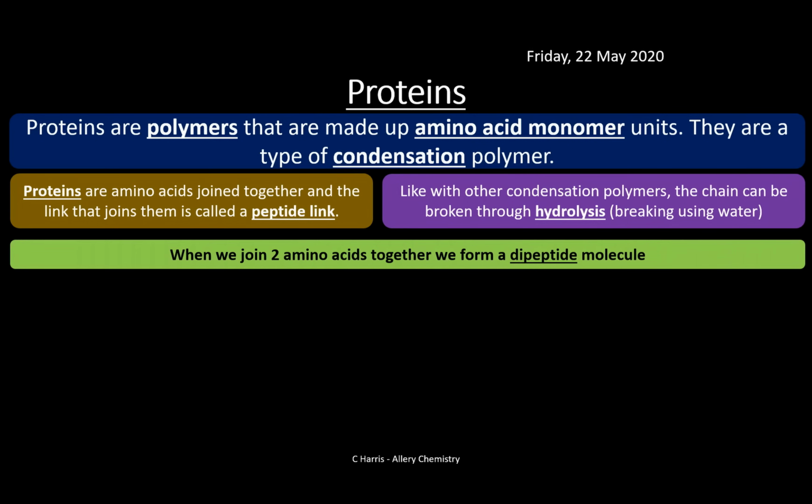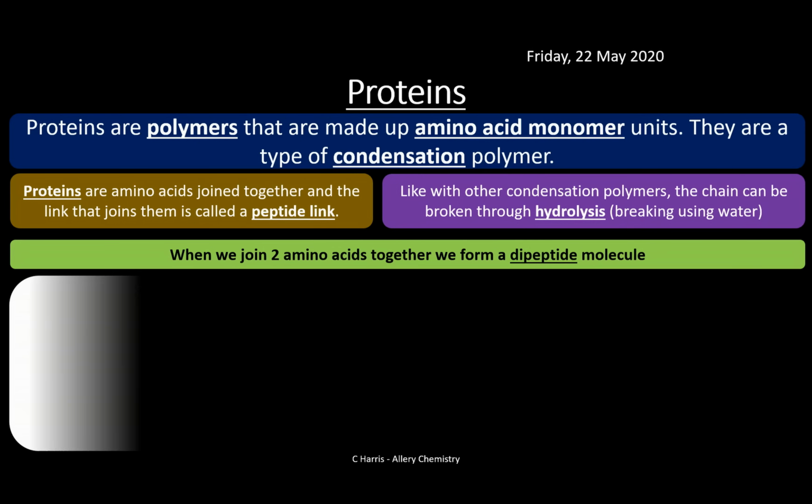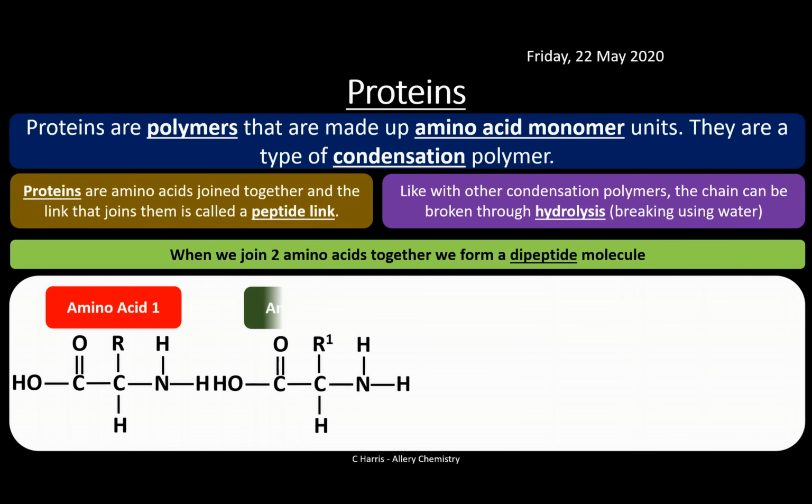So when we join 2 amino acids together, we form a dipeptide molecule. Okay, so remember, we had polyesters, polyamides. These are polypeptide molecules. It's basically a protein. So let's have a look. We've got 2 amino acids here. It doesn't really matter what they are. It's just a generic example.